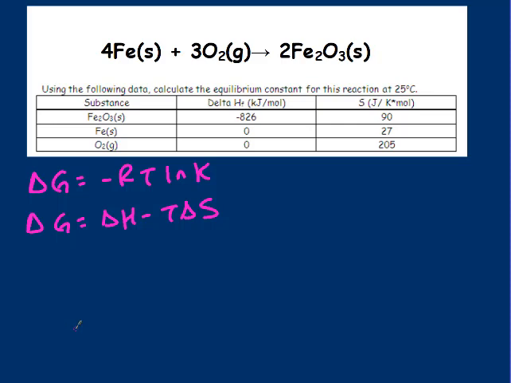Before we can do that, though, we need to figure out our delta H by doing products minus reactants, and finding our delta S by doing products minus reactants. So step 1 is we need to find these. Then I'm going to find delta G, and then I can find my K value. So go ahead and find your H and S and restart once you have your H and S.